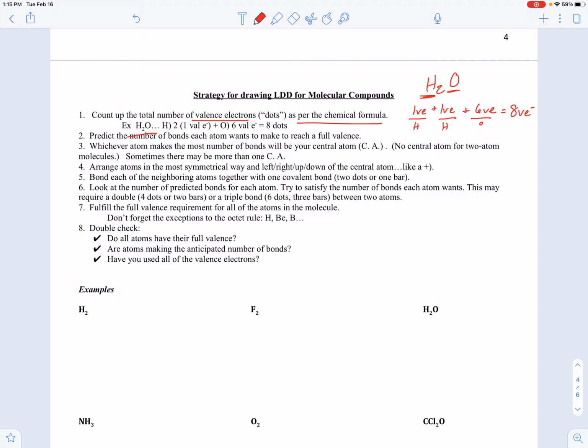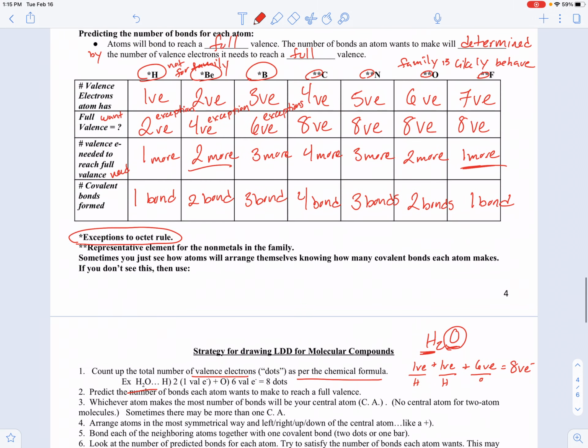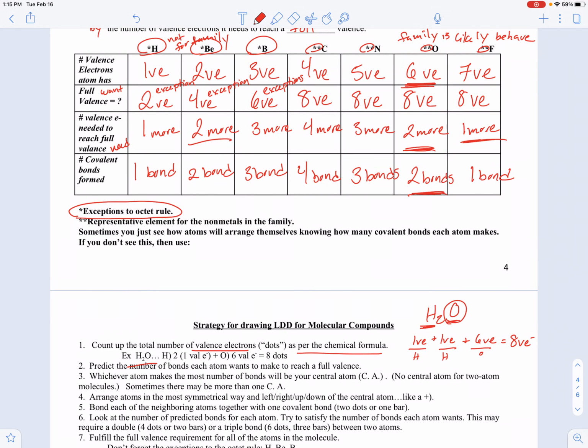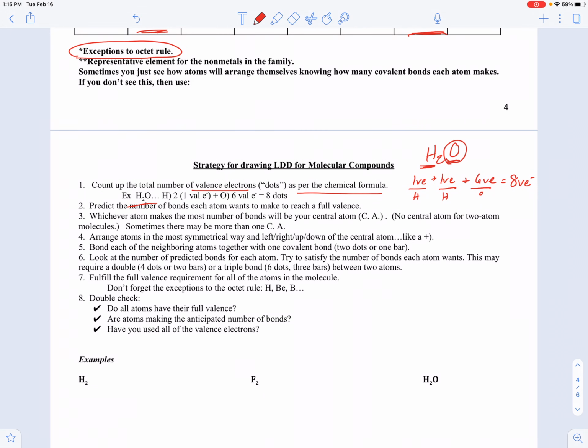The next thing you want to do is predict the number of bonds each atom wants to make. So again, if I'm looking at H2O, if I look at oxygen and I look at my chart, oxygen has 6 valence electrons. It wants 2 more, so it's going to make 2 bonds. Hydrogen over here on the left wants 1 more valence electron, so it's only going to make 1 bond. So I can predict number of bonds. So each of these hydrogens is going to want to make 1 bond, and my oxygen wants to make 2 bonds.